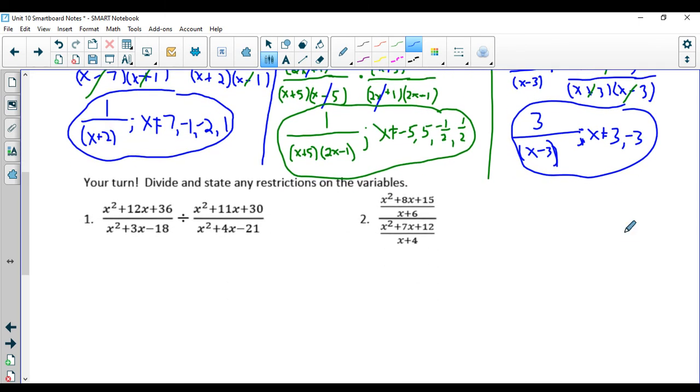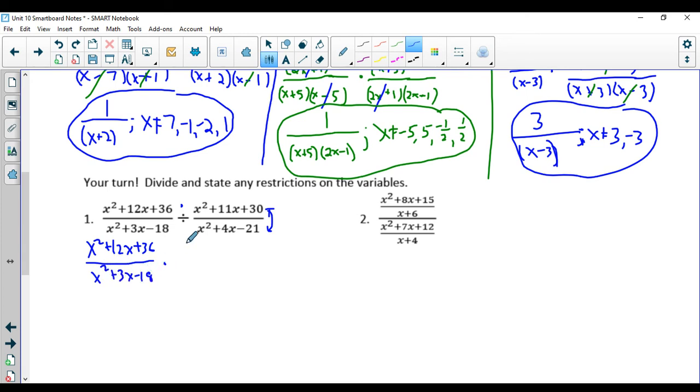All right, I want you to try doing number 1 right now. For number 1, again, you do keep, change, flip. At the same time, we're also going to have to factor. So I'm going to flip this and change it to multiplication kind of at the same time. Well, we'll do it once. All right, so x squared plus 12x plus 36 over x squared plus 3x minus 18.